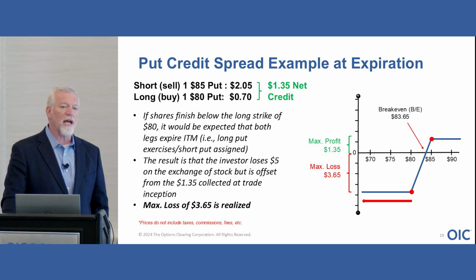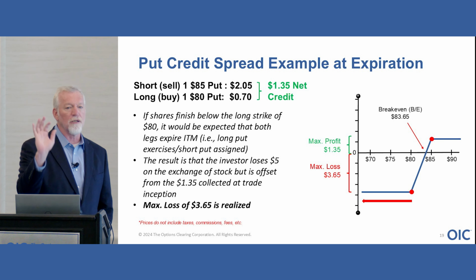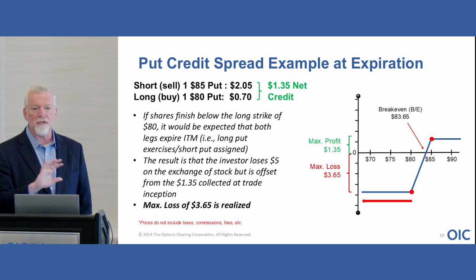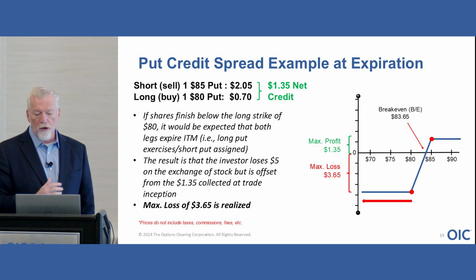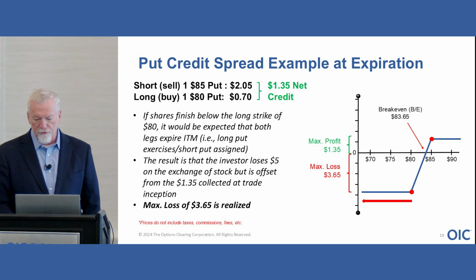It doesn't matter if stock goes to zero. I'm still going to be buying shares at 85, and I'm still going to be selling them out at 80. All right, does that make sense? So it doesn't matter where shares finish below that long put strike. That's my protection. That's the reason I have it, and in this case, it's working out for me.